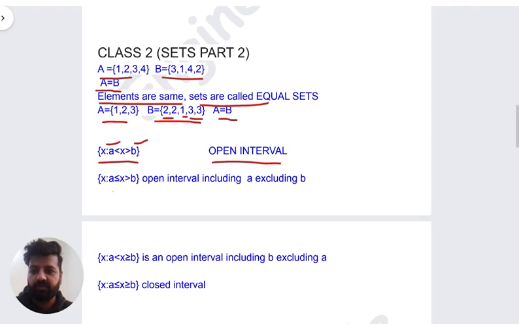Now come to the second. Here we can see this is also an open interval, but the value of x can be equal to A. x lies between A and B, and the value of x cannot be B, but x can be equal to A. And we will say it is an open interval including A and excluding B. So as I said to you, x can be equal to A but cannot be equal to B.